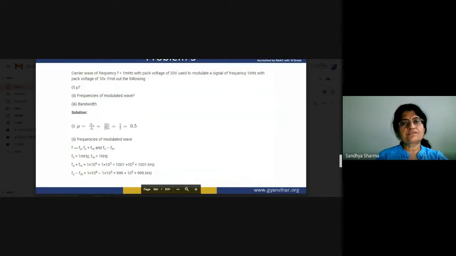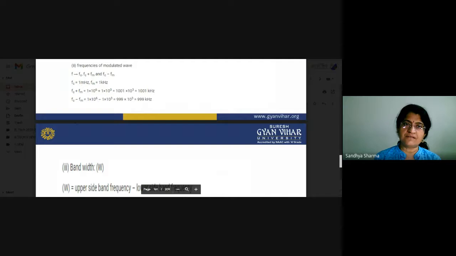Now you can also discuss the frequency spectrum. The frequencies of the modulated signal are fc plus fm and fc minus fm. That gives two spectrum components, the upper sideband and the lower sideband. If you know the values of fc and fm, you can easily calculate the particular band of spectrum used for communication. So that is the 1001 and 999 kilohertz signal. That is the basic idea.